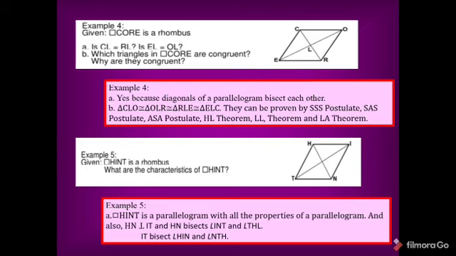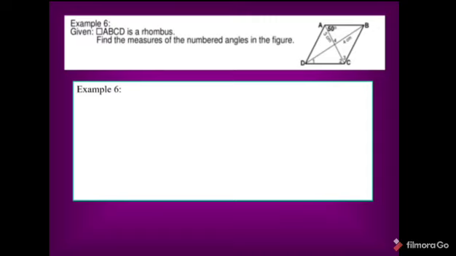Perfect! Quadrilateral HENT is a parallelogram with all the properties of a parallelogram. And also, HN is perpendicular to segment IT. And segment HN bisects angle INT and angle THL, because IT bisects angle HIN and angle NTH. Now let's proceed to example number 6.